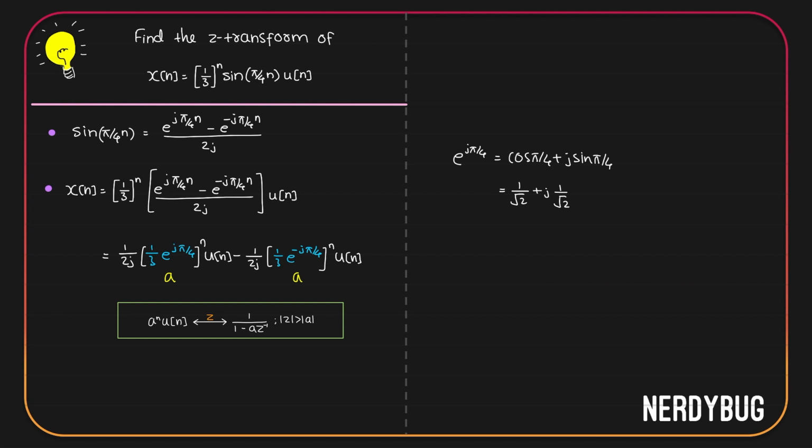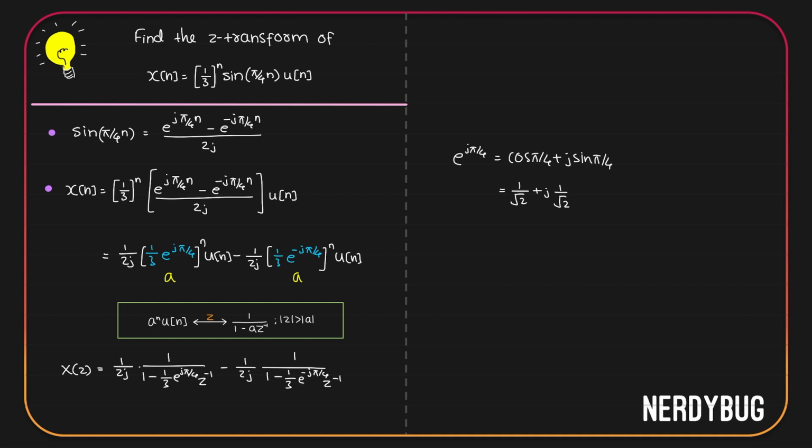So we can write X(z) equal to 1/2j, which is also a constant, so let it be there, times 1/(1 minus a), where a is 1/3 e^(j pi/4) z inverse, minus 1/2j, which is a constant, times 1/(1 minus a), where a is 1/3 e^(-j pi/4) z inverse.